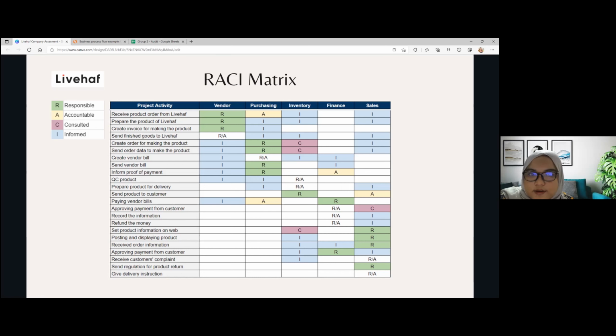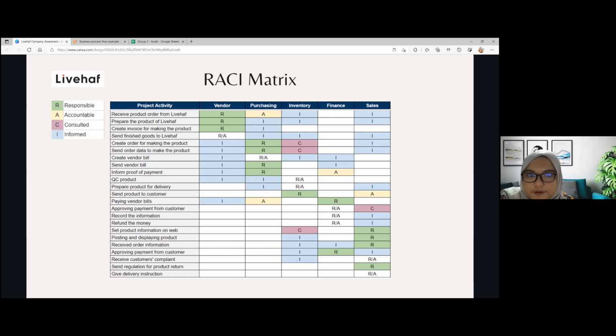Next is record the information. Finance will be responsible and accountable, and sales will be informed. Next is refund the money. Finance will be responsible and accountable, and sales will be informed. Another activity is set product information on web, responsible by sales and consulted with inventory. Next is posting and displaying product, responsible by sales, who inform the inventory that the product will be displayed.